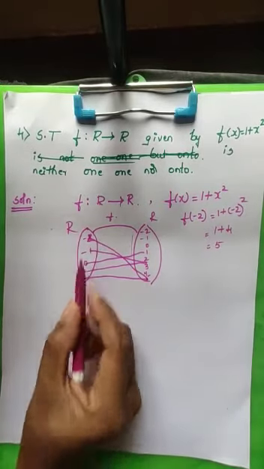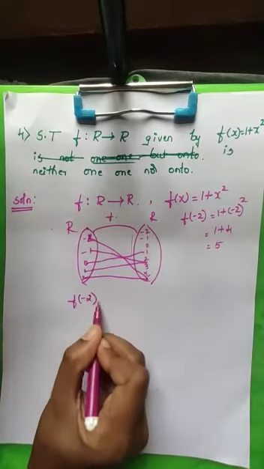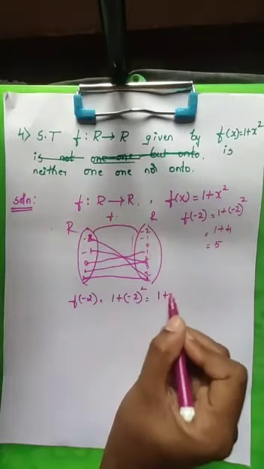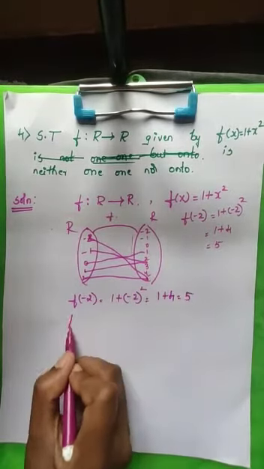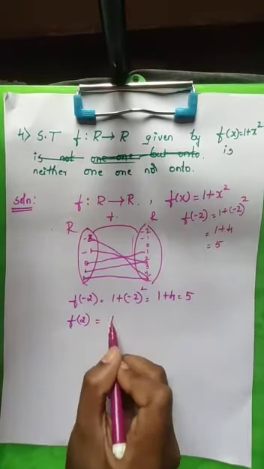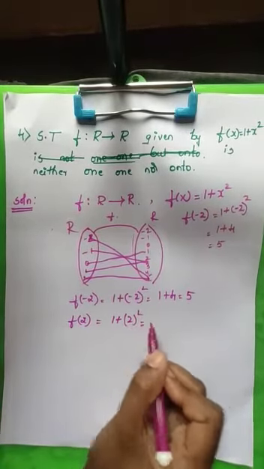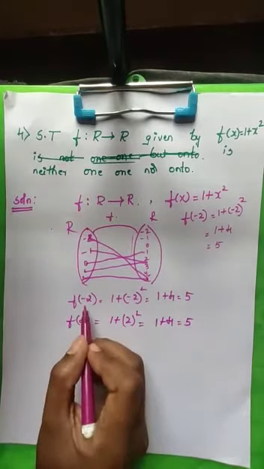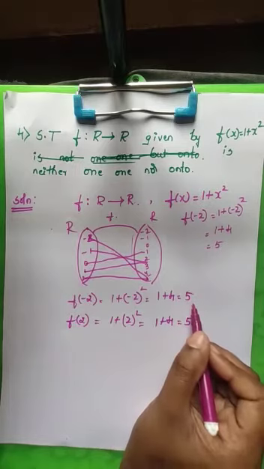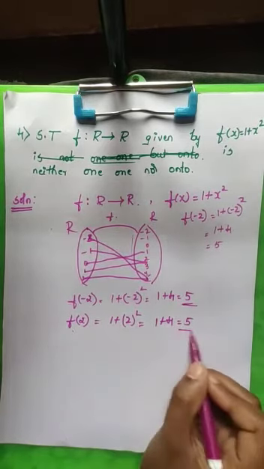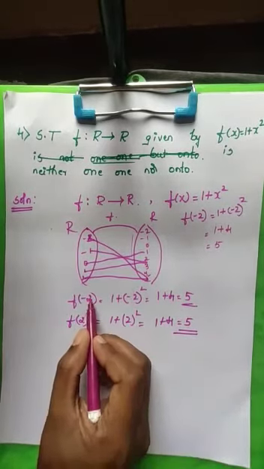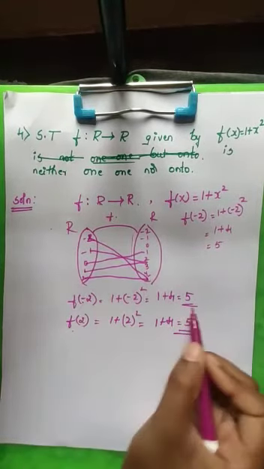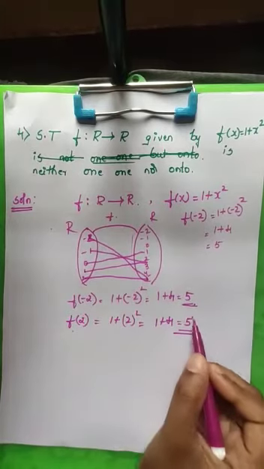Now you can see what is f of -2. f of -2 is 1 plus (-2) square, which is 1 plus 4, which is equal to 5. Similarly, what is f of 2? f of 2 is 1 plus 2 square. 2 square is 4, so 1 plus 4 is equal to 5. So you can see that f of -2 also gives the image 5, and f of 2 also gives the image 5. So many elements are going to a single element. It is not one element going to one element.